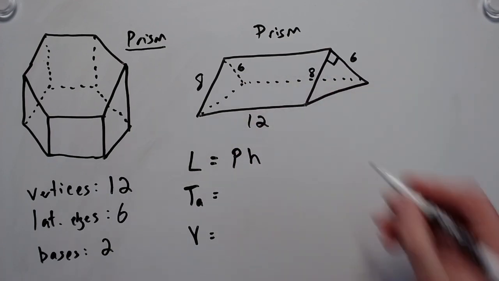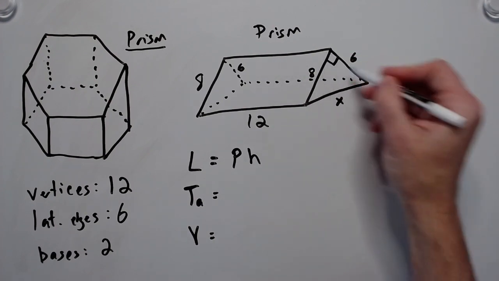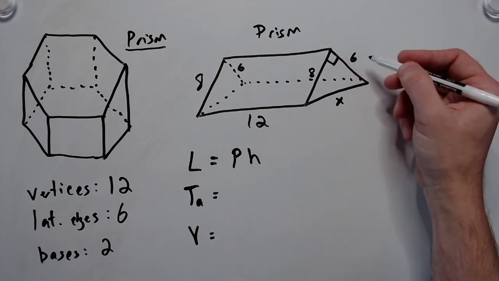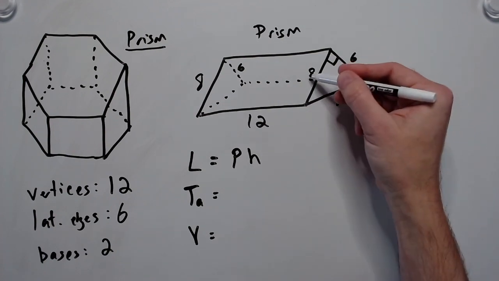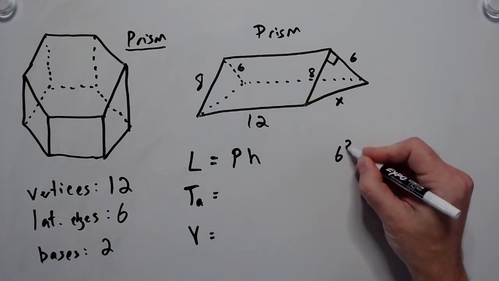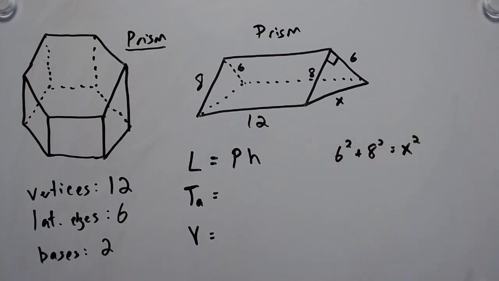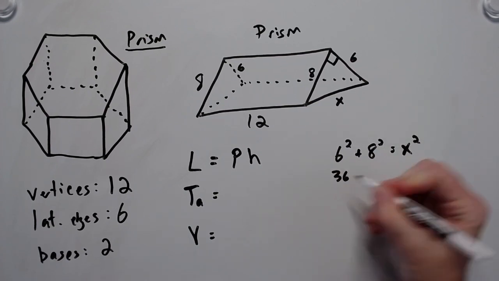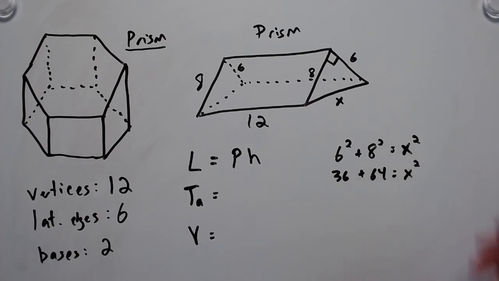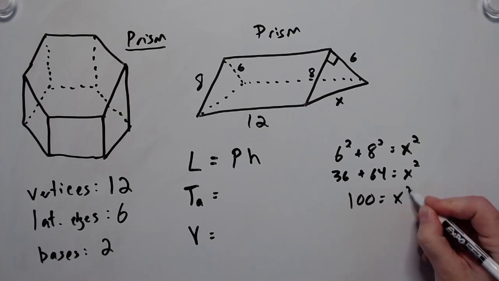So this is kind of our mystery here, right? We need to know what this is to add up all the sides here to get the perimeter. But we happen to have a right triangle. So we know that 6 squared plus 8 squared is going to equal x squared. So let's just write that out. 6 squared plus 8 squared equals x squared. 36 plus 64 equals x squared. So 100 equals x squared.